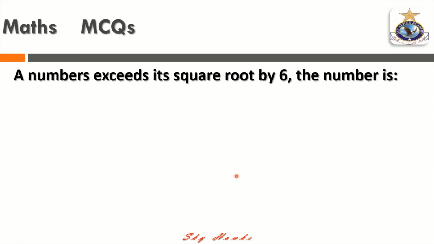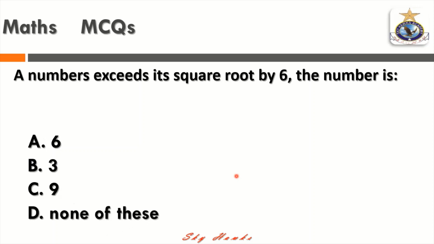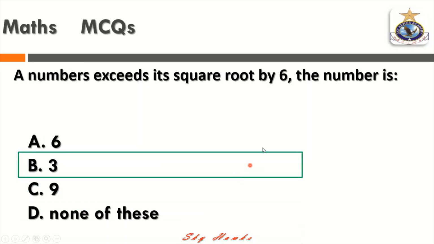Anyhow, please read this one. A number exceeds its square root by 6, the number is? So which one is the option? 3. The number exceeds its square root by 6. The number is 3. Good. So this is all about the general mathematics that was included in the business discipline. Anyhow, we will talk about those questions.